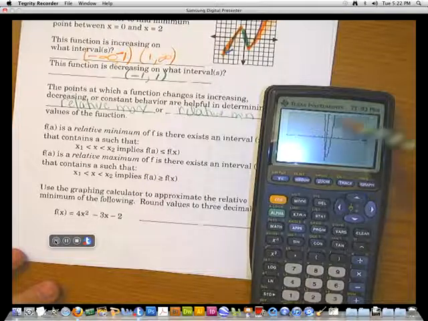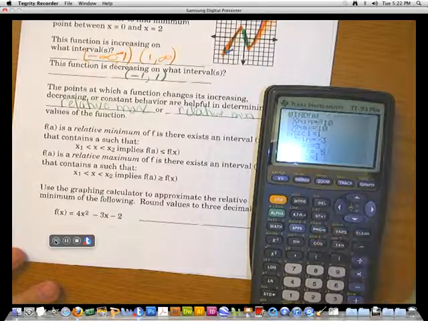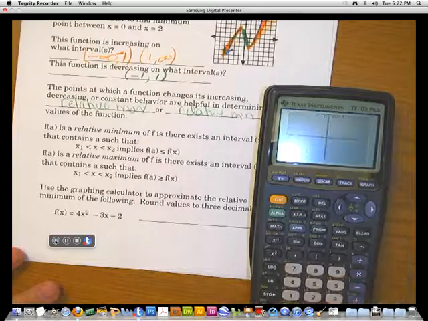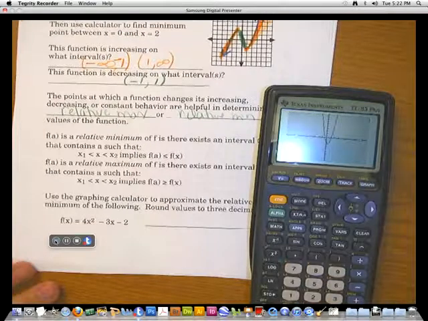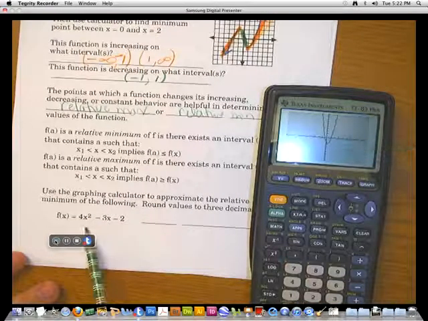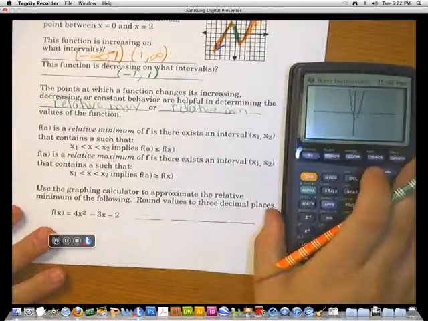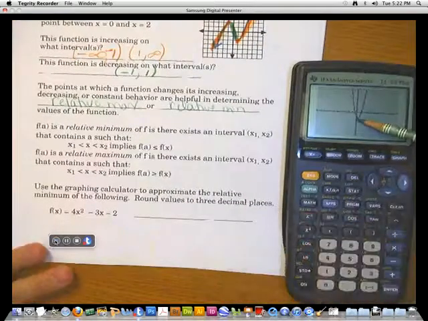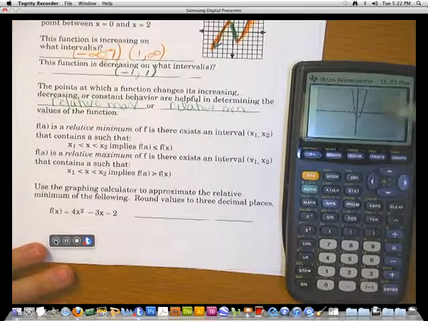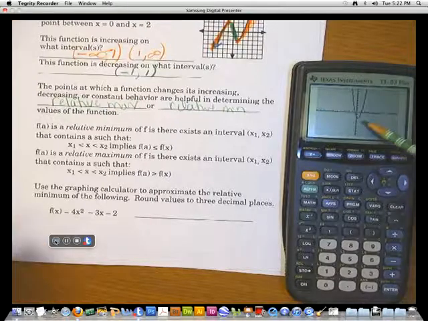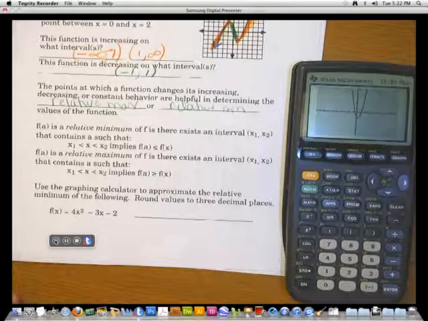Okay. I have a different window, so I'm just going to make sure we're seeing everything. So I'm going to go zoom 6. I'm going to zoom out a little bit. It is a parabola because it's a square, so we do see all of our important pieces. So the only thing that we really care about is that minimum and that maximum. And that minimum, there is no maximum in this parabola.